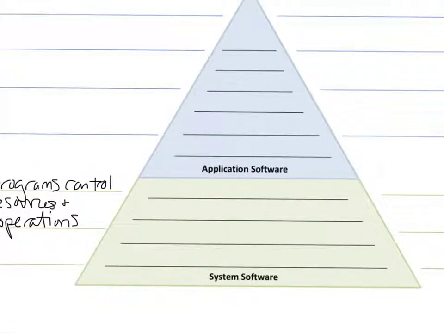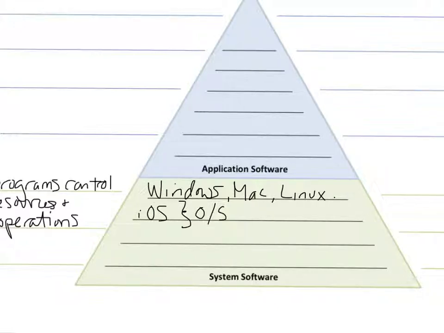What do you guys have written on the inside? Windows, Mac, Linux. How about like iOS 7? iOS. Those are all operating systems, right? But there are two other things aside from operating systems that are part of system software. Go ahead, Quinn. Utilities and language translator. Right, so you got utilities and language translators.